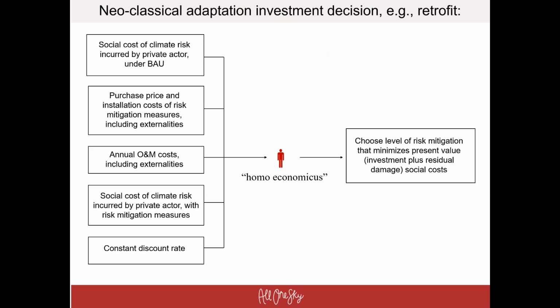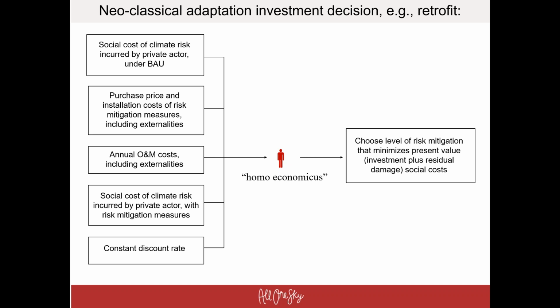In an ideal world where all markets are perfectly functioning, that individual would get information on, for example, the cost of the risk reductions and the cost of the climate risks in the absence of the reductions. He would get information about the different technologies that could be installed, their price, the cost of installation. He would also get full information on the operating and maintenance costs, and on the risk reductions that would occur from the implementation of those measures. And based on that full set of information provided by a perfectly functioning market, that individual would rationally process that and choose a level of risk mitigation that minimized social costs going forward.